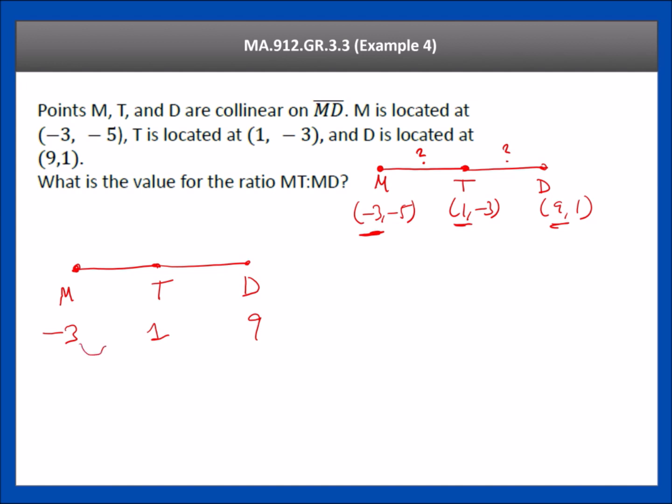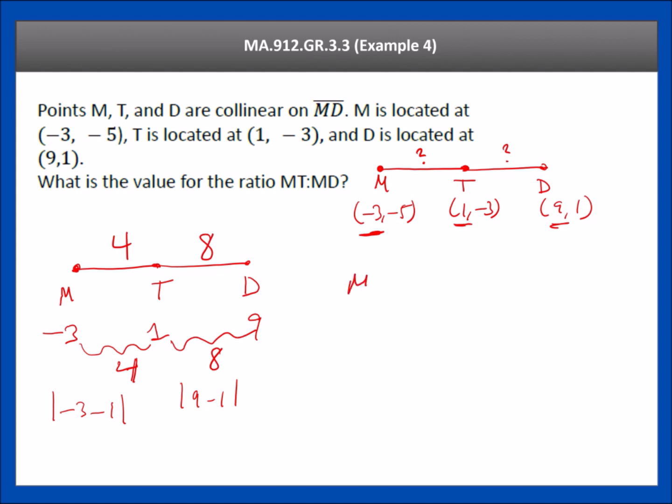In that case, M is at -3, T is at 1, and D is at 9. How far away is -3 from 1? Well, it's 4 units away. -3 minus 1 is -4, but we're just looking at the absolute value, which is 4. And how far is 1 from 9? 9 minus 1, absolute value, gives you 8. So from M to T is 4, from T to D is 8. So it's a 4 to 8 ratio.